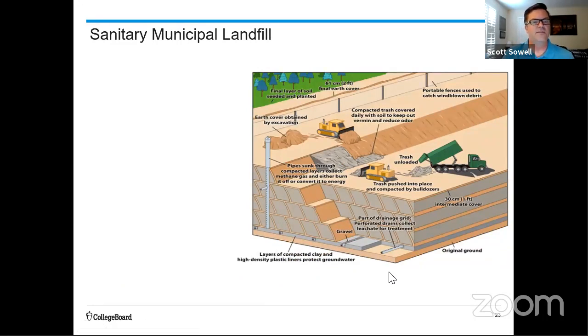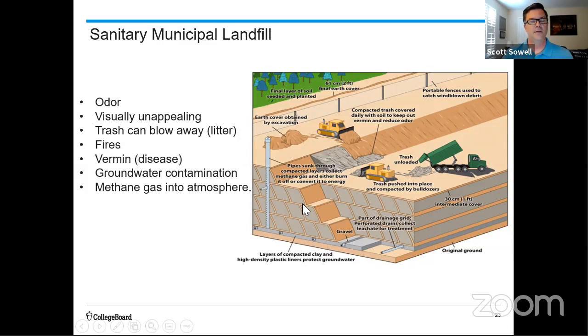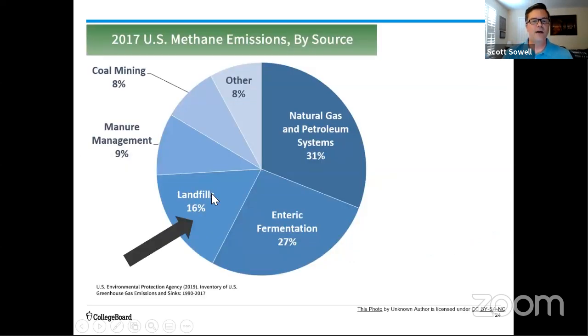So let's just take a look at those issues of odor, visually unappealing, trash and litter, fires, vermin, groundwater contamination, and methane. We've solved a lot of these, and some we've made a lot less of an impact. However, 16% of all the methane emissions in the United States still come from landfills. So landfills are still a very significant source of methane, which again is a greenhouse gas.